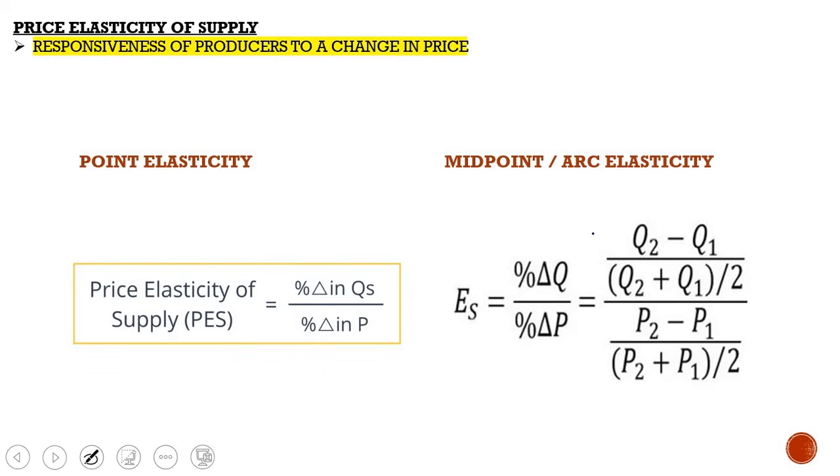Then we look at price elasticity of supply. So this is a responsiveness of producers to a change in price. Again, you have point elasticity and midpoint or arc elasticity. It is the same, only thing you're substituting it with quantity supplied. So price elasticity of supply using point elasticity, it's a percentage change in your quantity supplied over the percentage change in your price. And your midpoint or arc elasticity, you have the percentage change in your quantity over your average quantity. Okay? And the percentage change in your price over your average price.